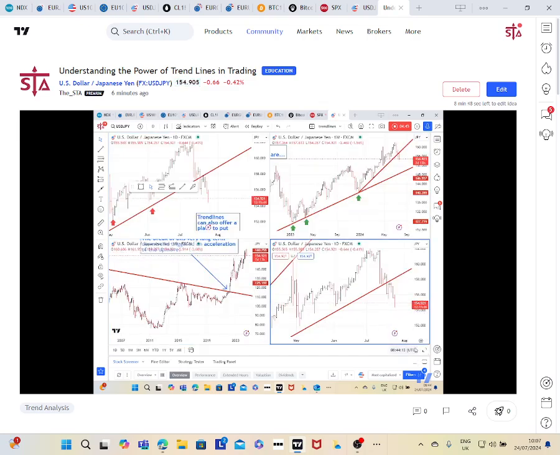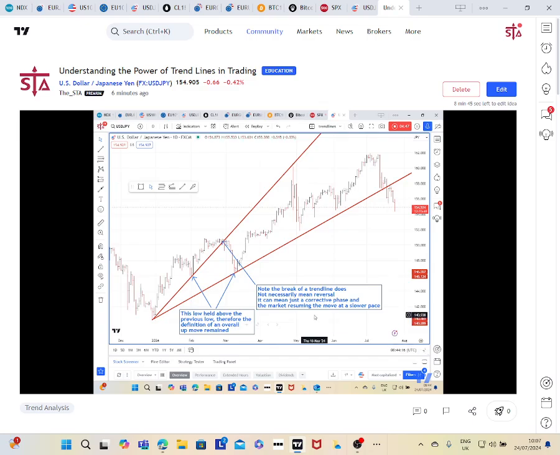The last point I would like to make about trend lines is just because a trend line breaks, as in this case here, it doesn't necessarily mean reversal. It might just mean that you're going to see a correction lower and the market resume its overall up move at a slower pace.